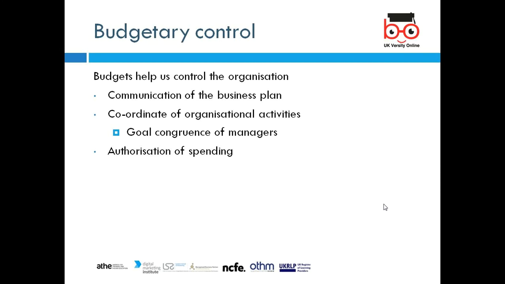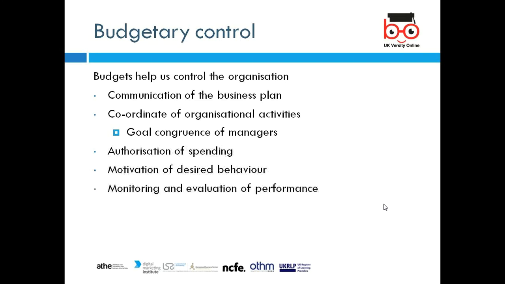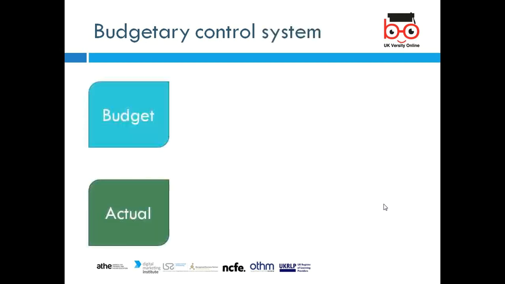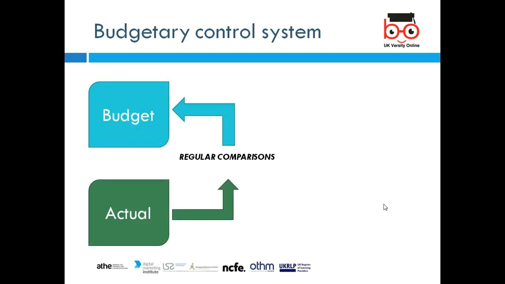So next, our discussion will be budget for control of the organization, communication of the budget, communication of the business plan, coordination of the organizational activity goals. So if we have a budget, we have control over it: authorization of spending, motivating and considering behaviors, monitoring and evaluation of performance.